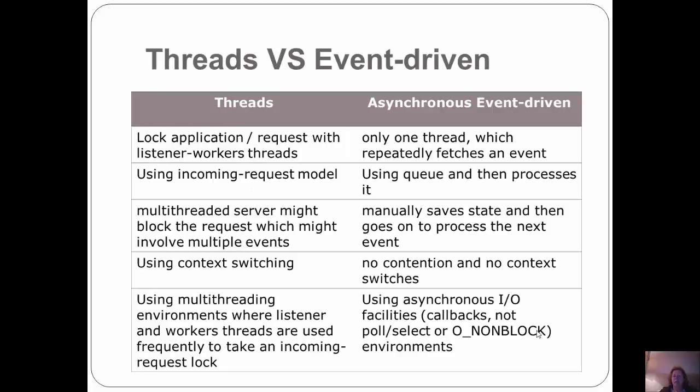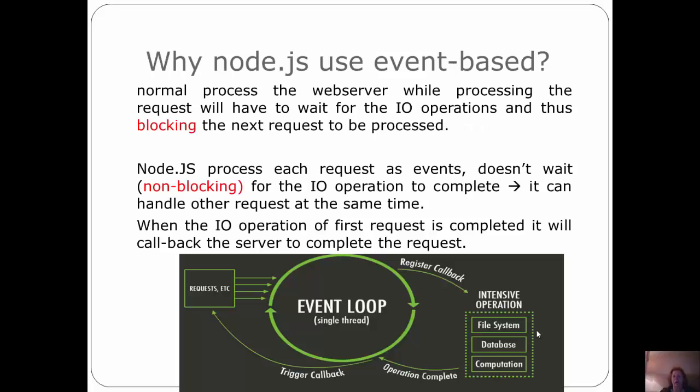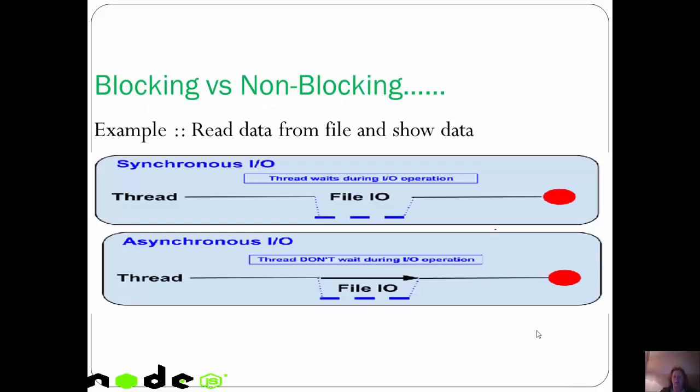So to talk again about thread versus event-driven, to give you an idea of the difference: we have an asynchronous event-driven case for Node. There's only one thread which repeatedly fetches events, and it uses a queue and processes the requests that come in. And so you don't have to do any kind of blocking. That's a really big difference and is one of the reasons why Node is considered to run relatively fast. Again, we don't have to wait with this kind of asynchronous non-blocking situation. This is a little diagram here that shows you the difference between having to wait versus not having to wait.